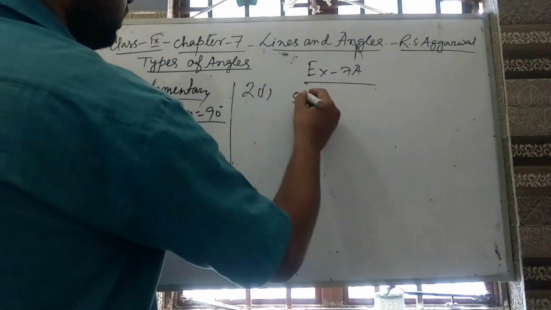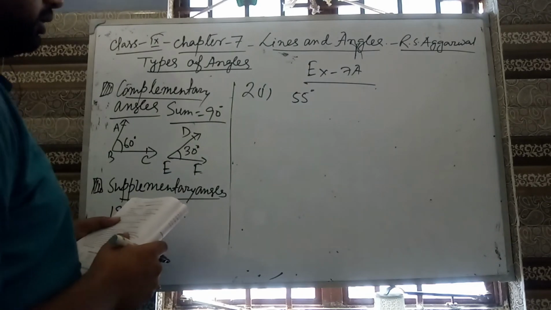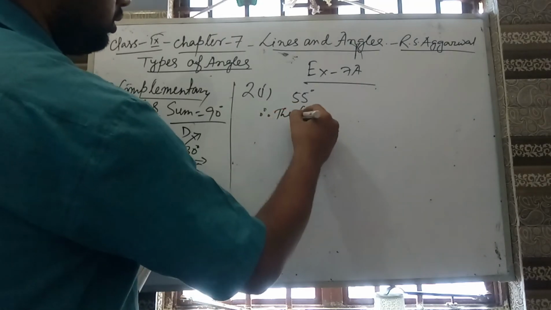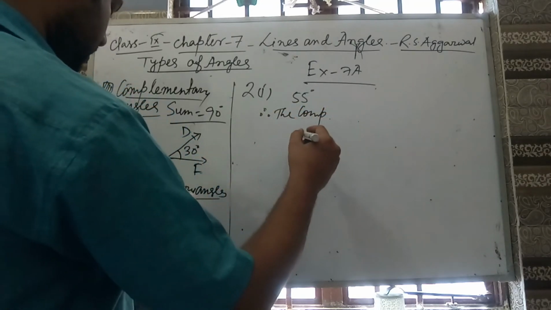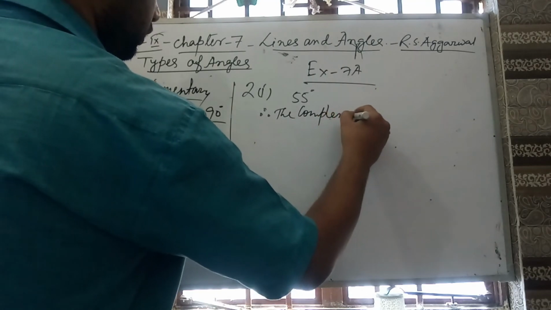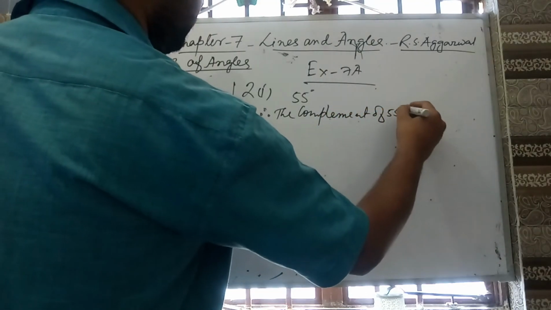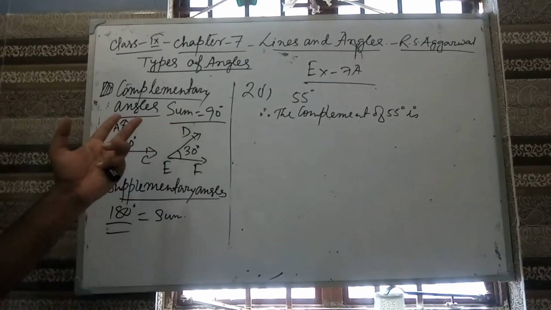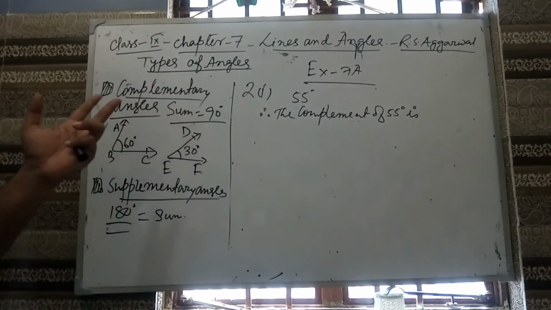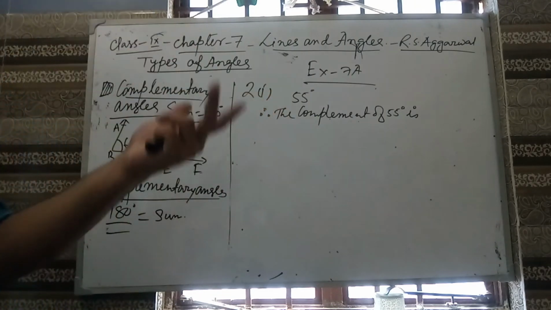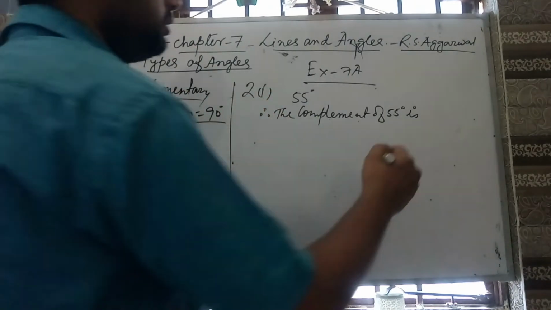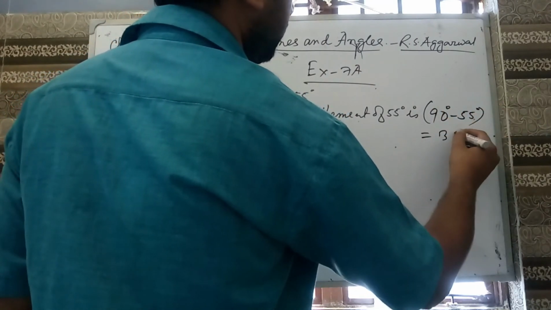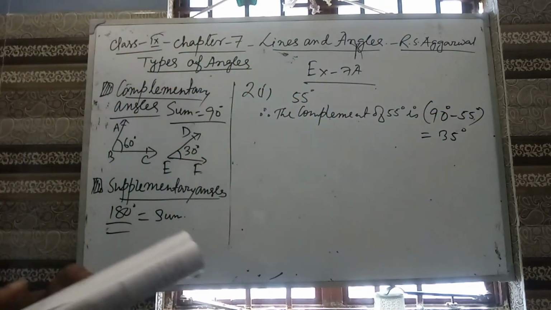Our first angle is 55 degree. So what will be the answer? Write down, therefore the complement of 55 degree is. Now look, the sum of two complementary angles is 90 degree. One of them is 55 degree. So another will be 90 degree minus 55 degree. That is 35 degree. Done.